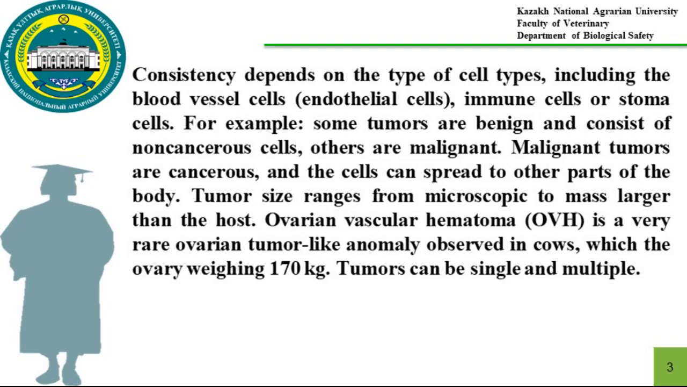Tumor size ranges from microscopic to a mass larger than the host. Ovarian vascular hematoma is a very rare ovarian tumor-like anomaly observed in cows, with the ovary weighing 170 kilograms. Tumors can be single and multiple.